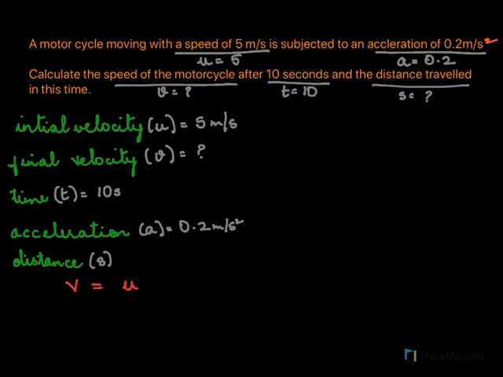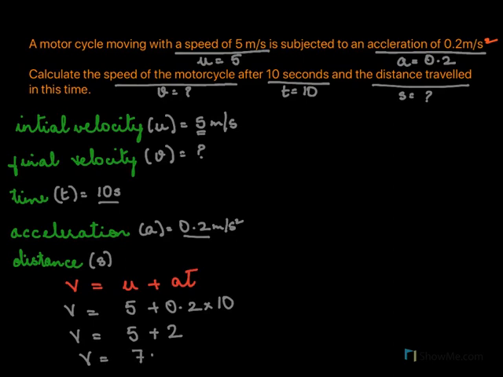We start with the first equation, v equal to u plus at. The initial velocity is 5, the acceleration is 0.2 and the time is 10. So v equal to 5 plus 0.2 into 10, which is 2. So the final velocity is 7 meter per second. We put here final velocity, 7 meter per second.